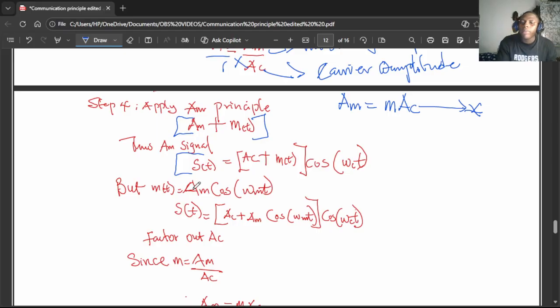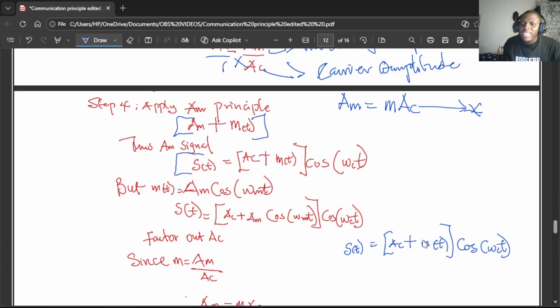We already know what the parameters are. Now, what you simply do is take what you have here back to this equation. You simply have s of t is equal to Ac plus m of t into cos wc of t, right?